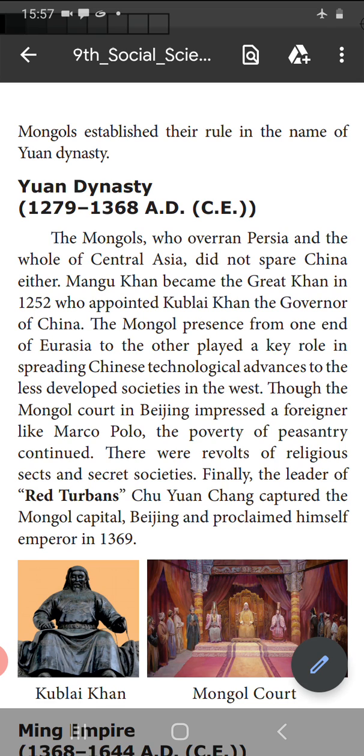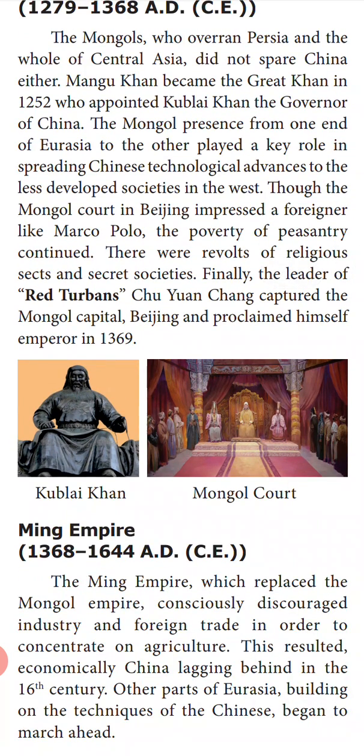There were revolts of religious sects and secret societies, religious divisions, revolts. Buddhism divided into two, Jainism divided into two. Likewise, religious divisions happened. Finally, the leader of Red Turbans, Chu Yuanchang, captured the Mongol capital Beijing and proclaimed himself emperor in 1369 in China. Now China was under the control of Mongolians. The Mongolians were the tribal people who came from Asia. Okay, children. Their governor was Kublai Khan. Mangu Khan's governor Kublai Khan.